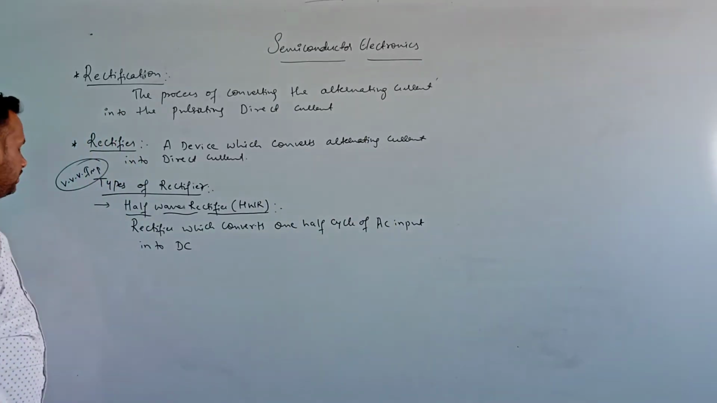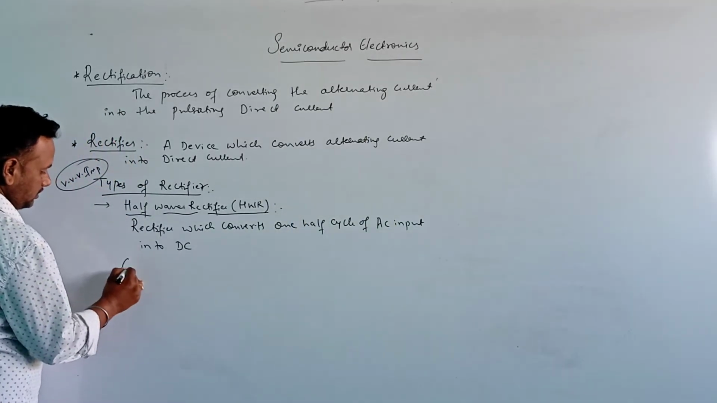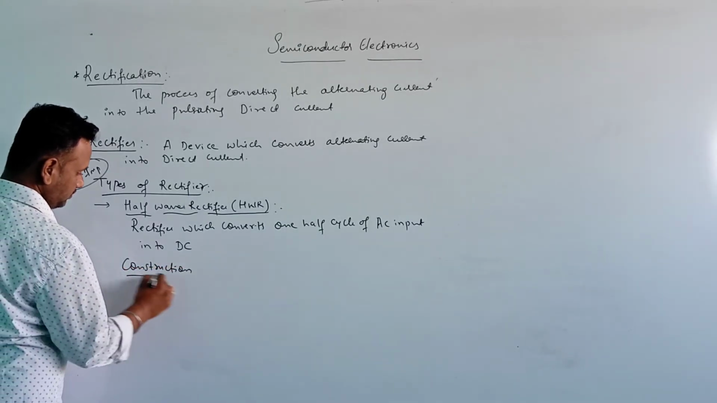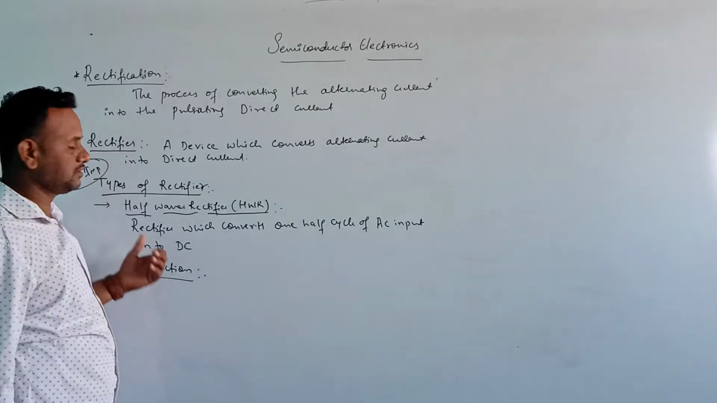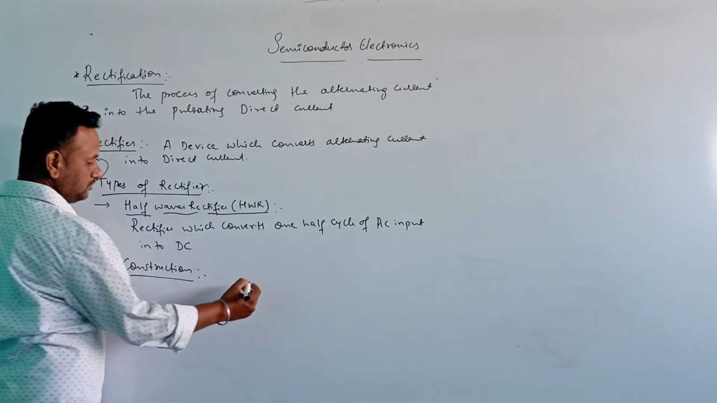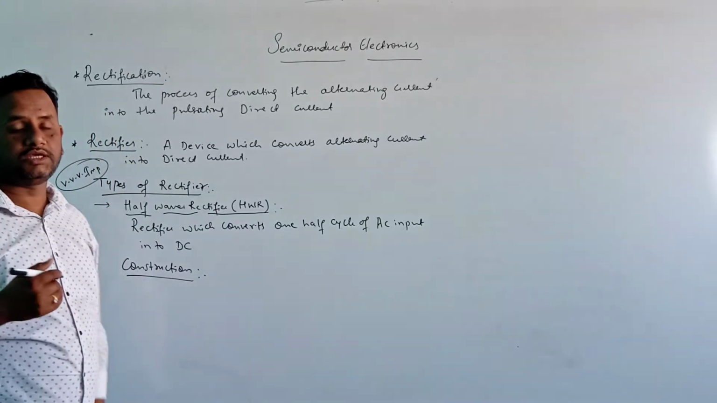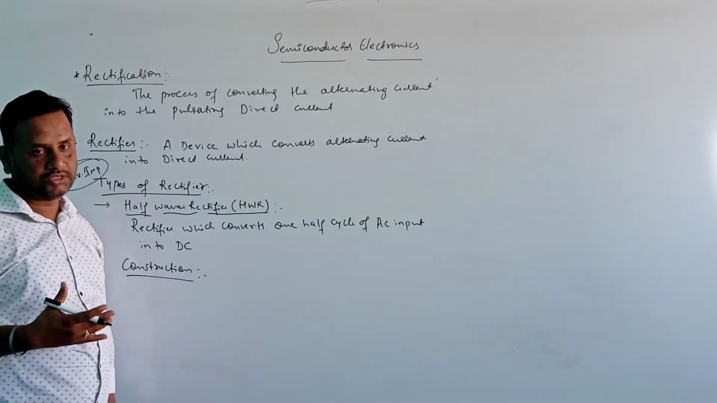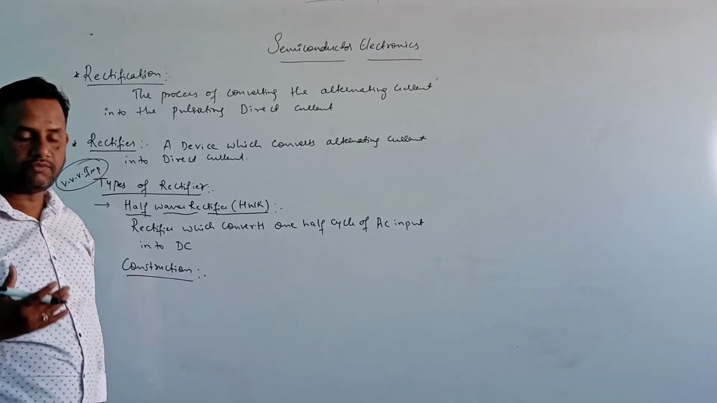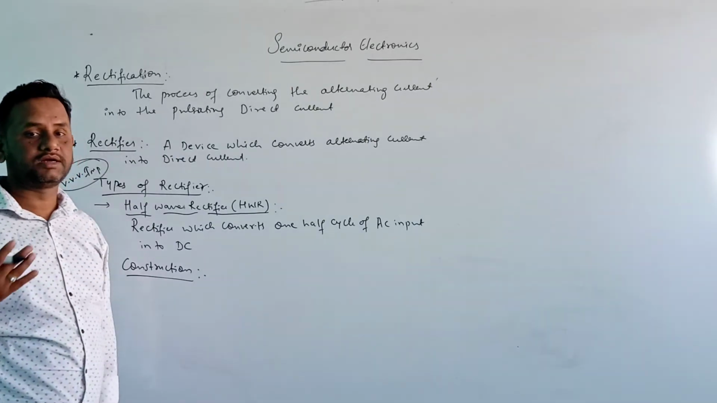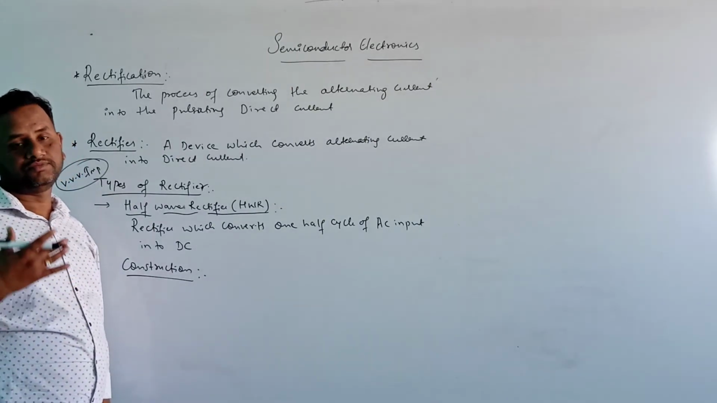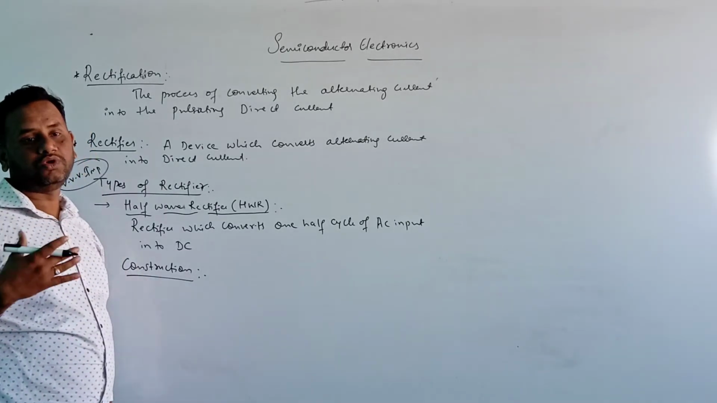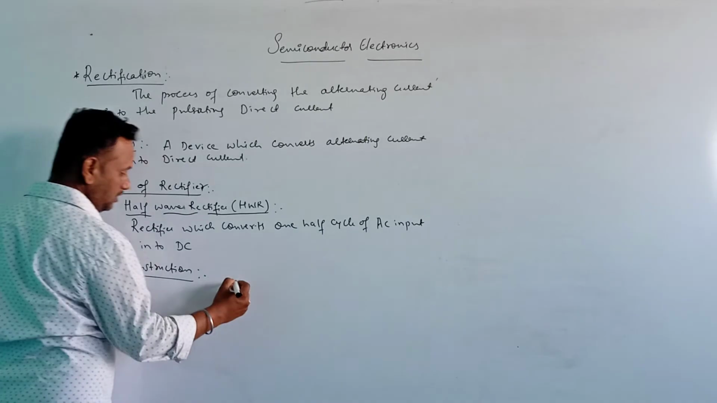Now I will draw the construction, the circuit diagram of this half wave rectifier. Here the AC voltage is applied to the primary of the transformer, and one diode, the PN junction diode or semiconductor diode, is connected in the secondary of the transformer with the load resistor. I'll draw the diagram here.